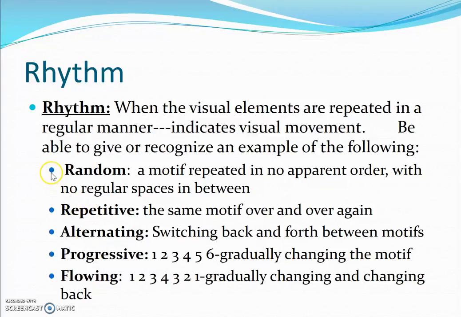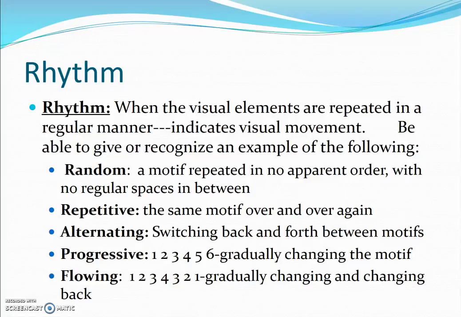So in random, again to use the bird illustration, in random the motif is repeated in no apparent order, so perhaps I've got lots of different kinds of birds, different sizes, different colors, and just kind of a smattering of them. They're just kind of all over the place. Repetitive would instead be if I took a cardinal, let's say, and repeated it over and over again, perhaps in a nice straight line.